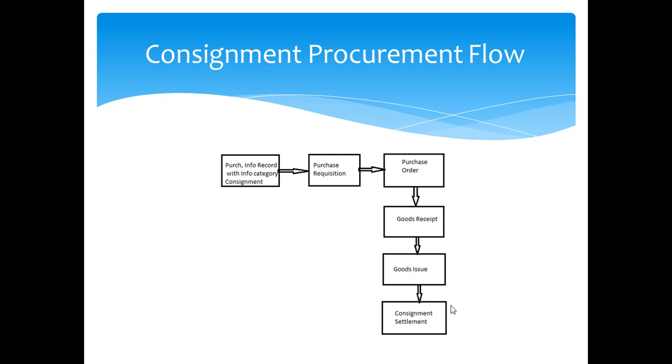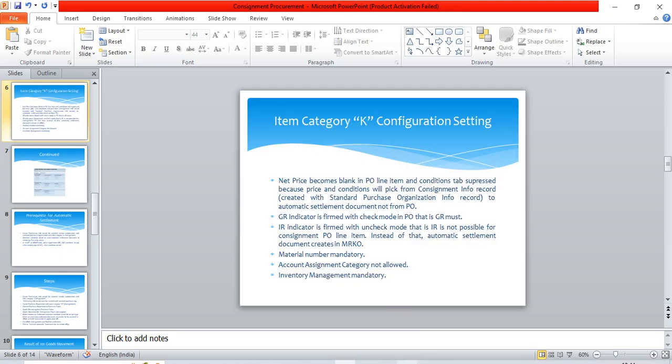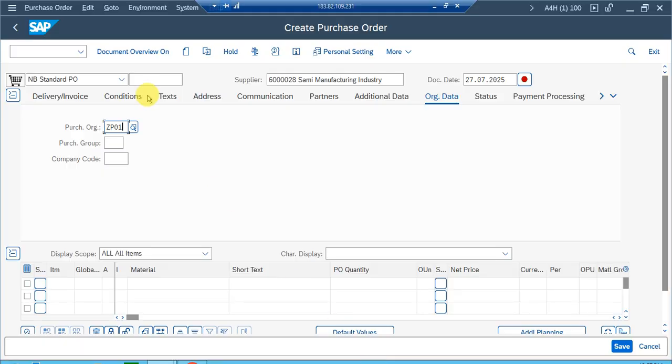To perform this consignment procurement process we need some test data. So we will consider material CONS_MAT1. We'll consider this vendor, purchase organization, plant and company code data. Now we'll log in to the system. Yes, we have already logged in.